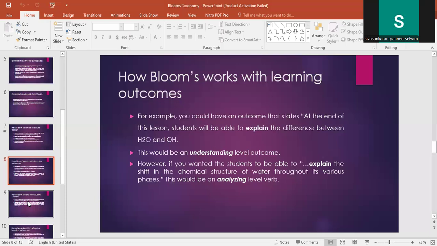So this comes under analyzing work. A teacher's responsibility is to make the student think right from the remembering stage to the analyzing stage, and then keep on moving forward to the advanced stages like evaluating, creating and developing the idea.